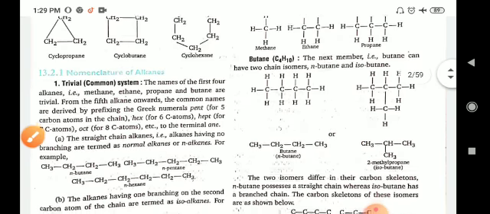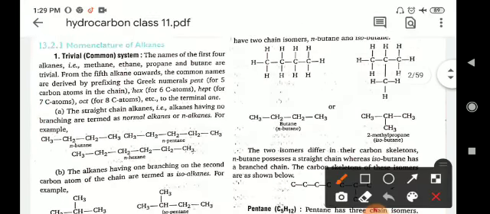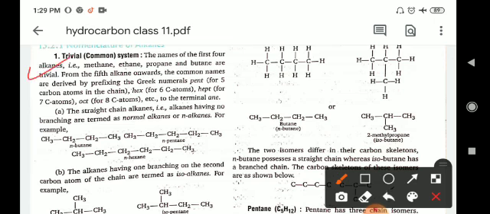Okay, now coming to the nomenclature of alkanes. In the trivial system, the names of the first 4 alkanes, methane, ethane, propane and butane, are trivial. From the 5th alkane onward the common names are derived by prefixing the Greek numeral: pent for 5, hex for 6, hept for 7, oct for 8 and so on, with the terminal -ane.